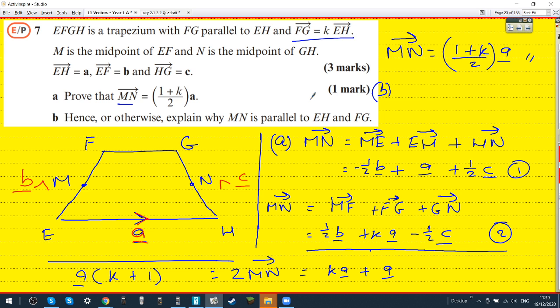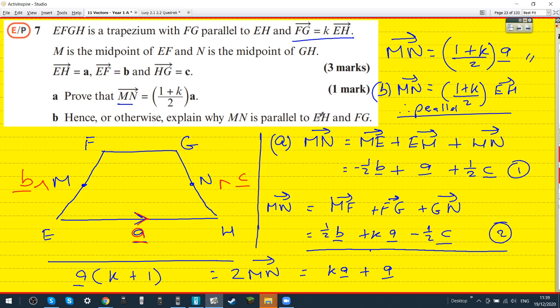What is EH? EH is A, so this A you can replace with EH. Basically MN is the same as 1 plus k over 2 of EH, and k is just a number. So MN is just a scalar multiple of EH, it's EH times some number. Therefore, parallel.